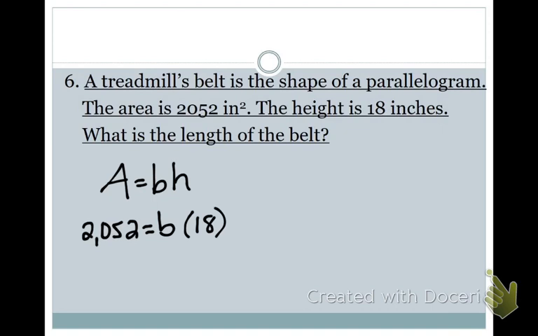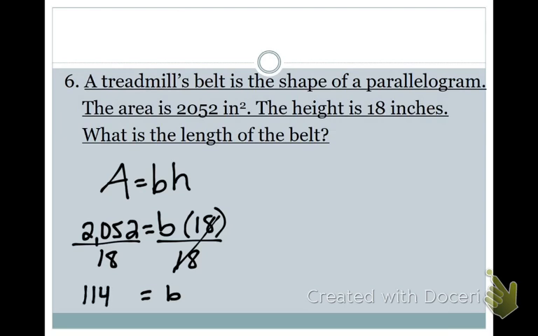Now my whole goal is to get the variable by itself, just like always when we do algebra. How do I get rid of that times 18? Divide it by 18 on both sides. I want you to plug that into your calculator for me, please. This cancels out. And once you plug that in, you're going to find the base. Go ahead and do it. What do you get, guys?